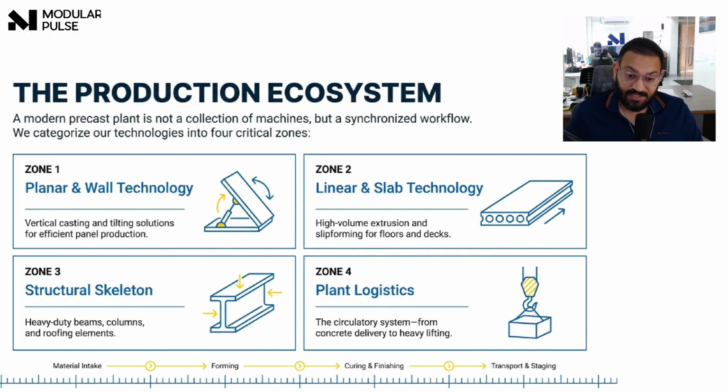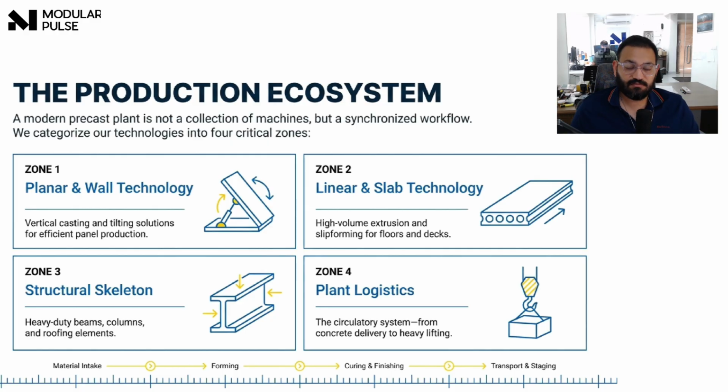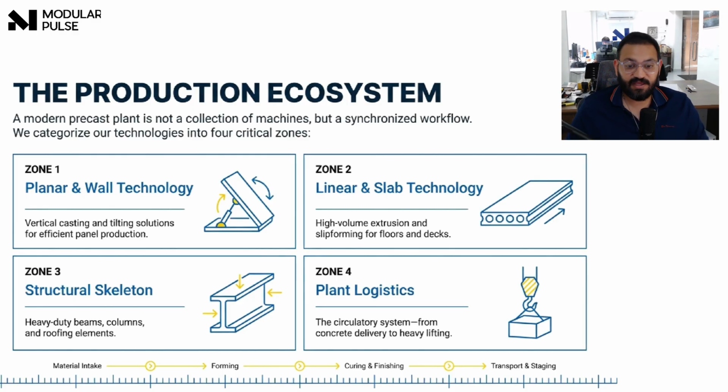Zone 3 is the structural skeleton. This is where beams, columns, and load-bearing walls or members are produced. These elements carry the building, so strength and precision are non-negotiable. Zone 4 is plant logistics. This is the most underestimated zone. Cranes, movement systems, and handling equipment connect everything together. A factory fails not because machines are bad, but because these zones are not synchronized. When material intake, forming, curing, and dispatch are aligned, the factory runs smoothly, almost like clockwork.